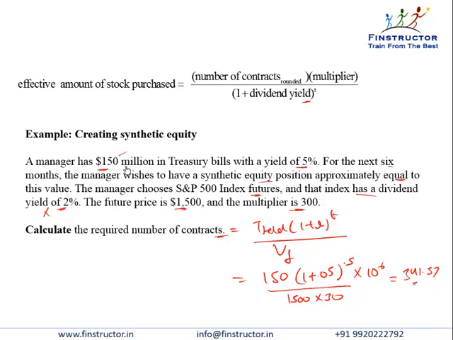Had we sold this 150 million and bought the index exactly, we would have gotten the capital appreciation also and we would have gotten the dividend yield also. Now we will only more or less get the capital appreciation and not the dividend yield. So I've asked, just note, the effective amount of equities purchased is the number of contracts into the multiplier divided by (1 plus the dividend yield) to the power t.